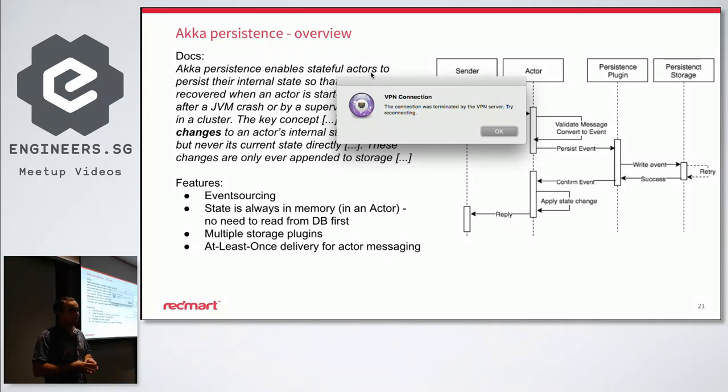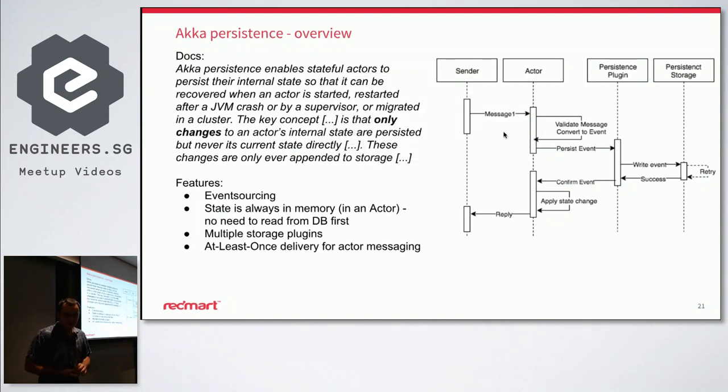It has an opinion. An opinion is that you need to have event sourcing. So that's why. Okay. So there are multiple persistence plugins. I think only two are officially supported. Not sure what it means, but it is available for Cassandra and for LevelDB. But LevelDB is only for local testing, that sort of thing. So the main feature is that it's event sourcing, with all the disadvantages and advantages that it produces.